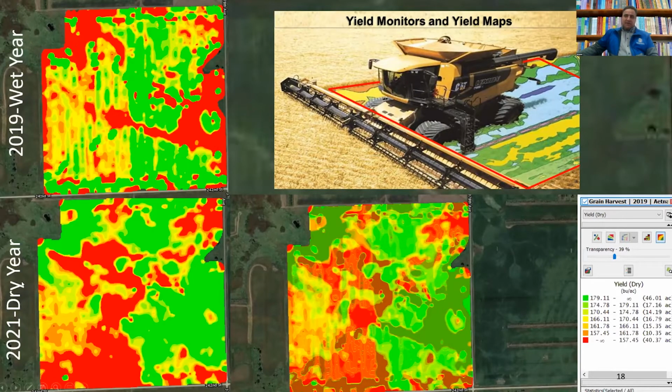I want to talk about 2 years of yield data, 2021 as a dry year and 2019 a wet year. This is the same field and same crop. So if you look at the corner of this field, in 2019, which was a wet year, you had low yield here. In 2021, which was a dry year, high yield. What caused this? We have to find out.